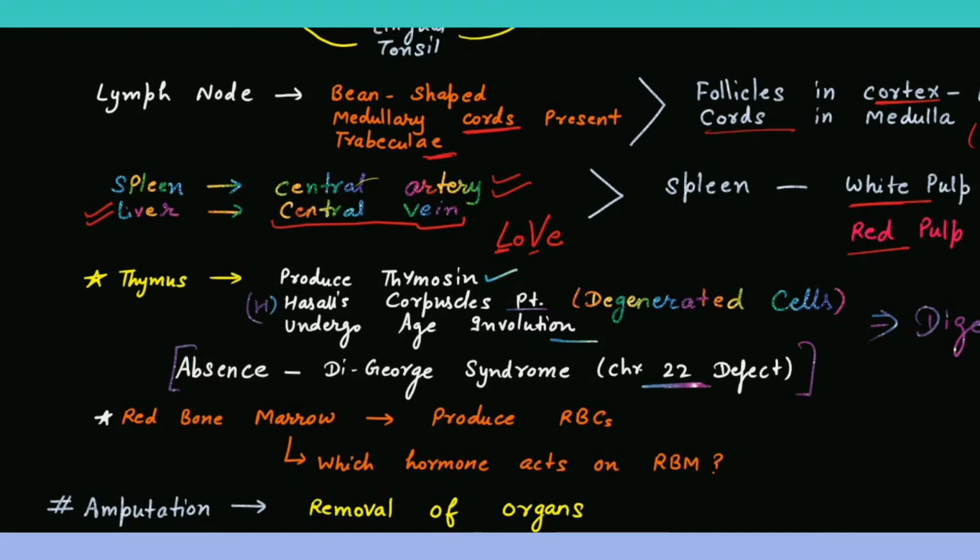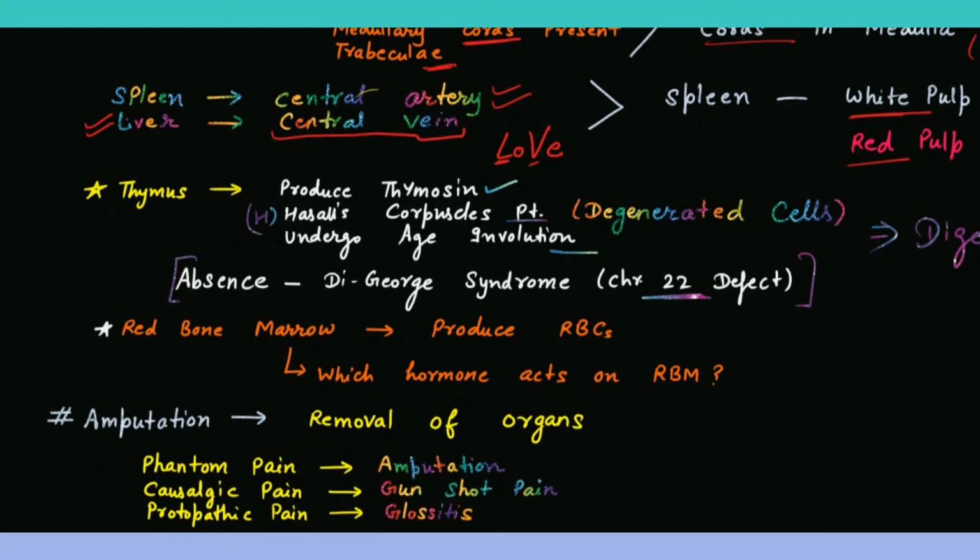Then red bone marrow. Red bone marrow and thymus are our central immune organs. Red bone marrow produces the red blood cells. Which hormone acts on the red bone marrow? That is erythropoietin. And who produces the erythropoietin? The kidney. The kidney produces the erythropoietin that acts on the red bone marrow. Understood?